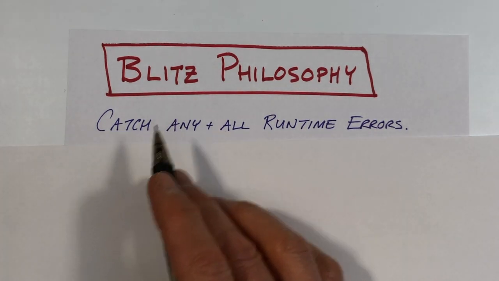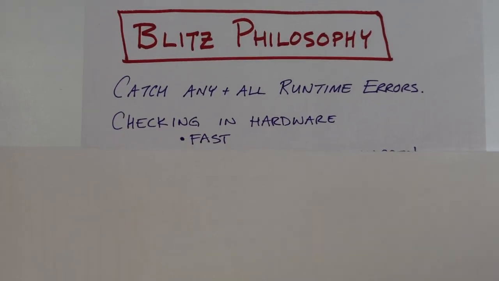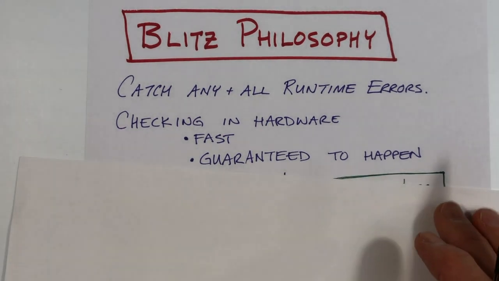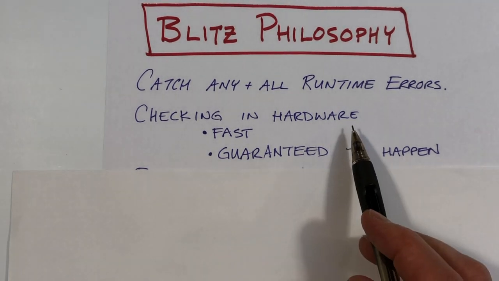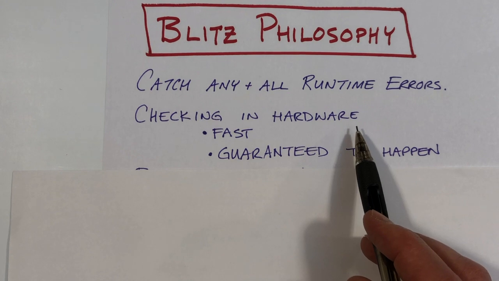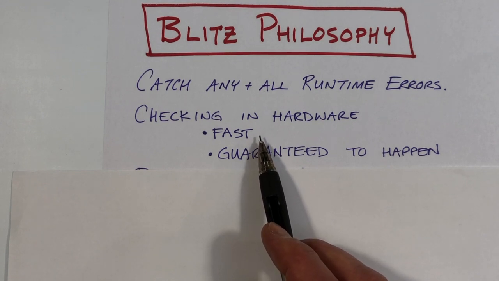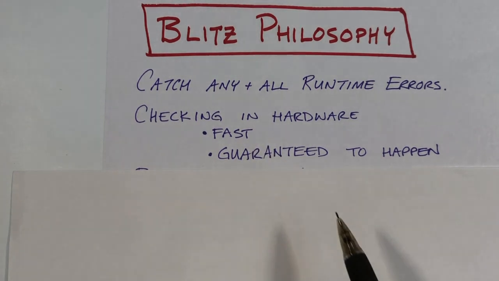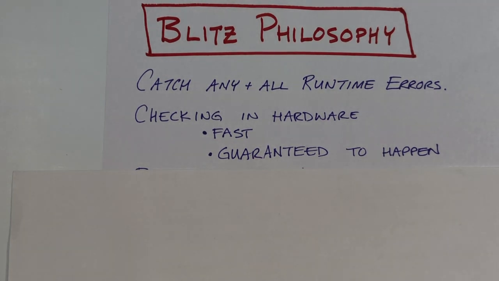The Blitz philosophy is to catch as many errors as we possibly can. We really would like to catch any and all errors that occur at runtime. And the reason we want to do this is because we just want our software to be more robust and our systems to be more reliable. And we try to do as much error checking in hardware as we possibly can. We want the error checking to be fast, and so putting it in hardware means that it's executed in parallel, and so it doesn't have a great performance impact if it has any impact at all. Another important reason to put the error checking in hardware as opposed to software is because it's guaranteed to happen. It will be done. The error checking will occur.